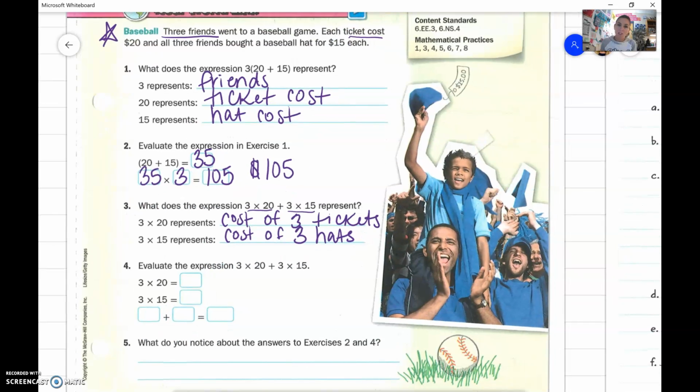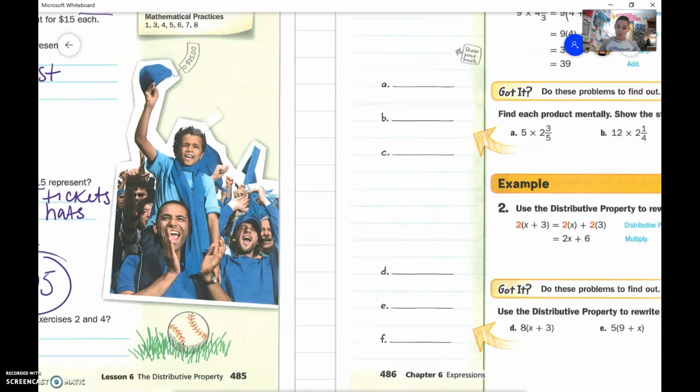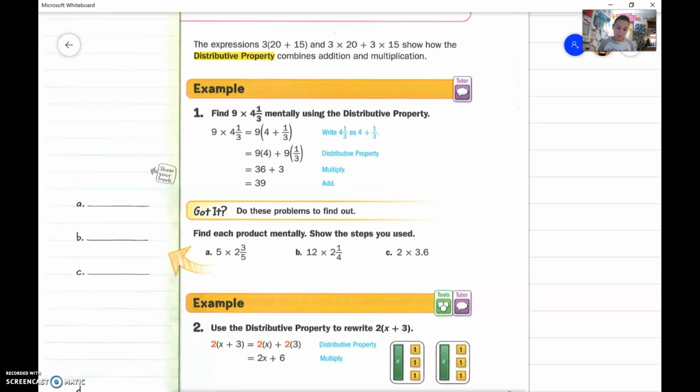Awesome. Well, let's see what happens here. So what happens if we multiply 3 times 20? We get 60. What happens when we multiply 3 times 15? We get 45. Now, what happens when we add 60 plus 45? We get $105. Notice that they are both the same answer. Is that a coincidence? No, because there's no coincidences in math. We just solved this problem 2 ways. Okay, so this talks about the distributive property. So flip over to the next page and let's go ahead and get started.